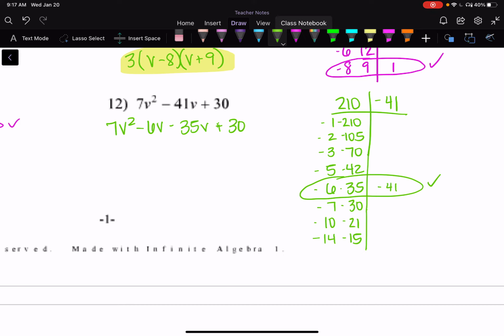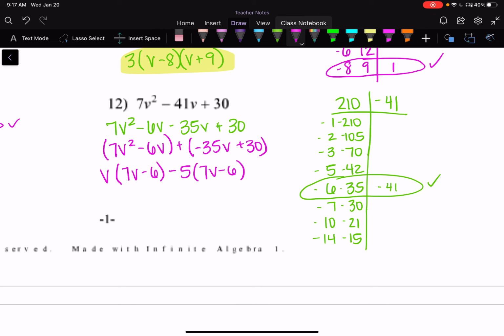I'm going to group them together with a plus in the middle and factor out my GCF. My GCF of the first group is v. The GCF of my second group is negative 5. That leaves me with 7v minus 6. And there is my final answer.